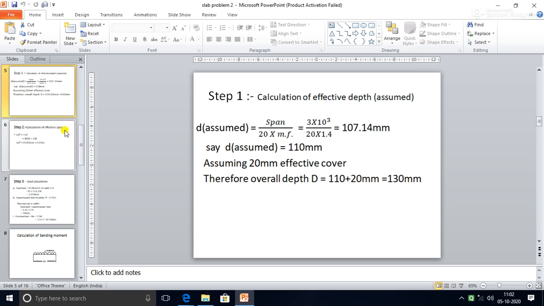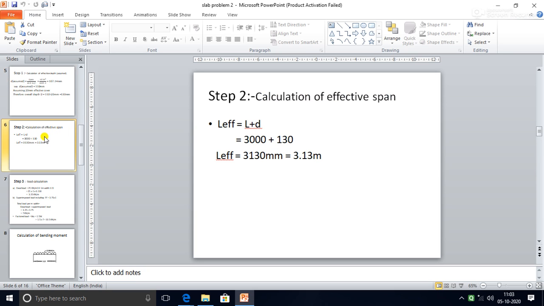Then next is step 2, that is calculation of effective span. The effective span L effective is the clear span plus effective depth. The effective depth is 130 mm, that is 3000 mm plus 130 mm, that is 3130 mm, that is 3.13 meter.